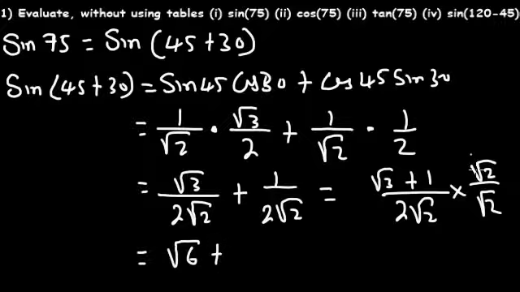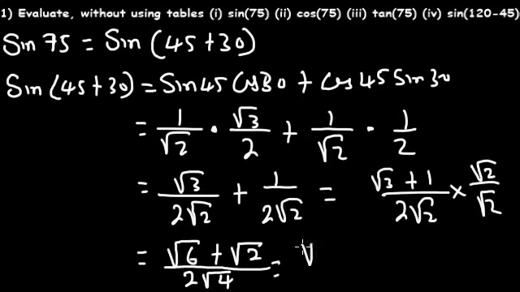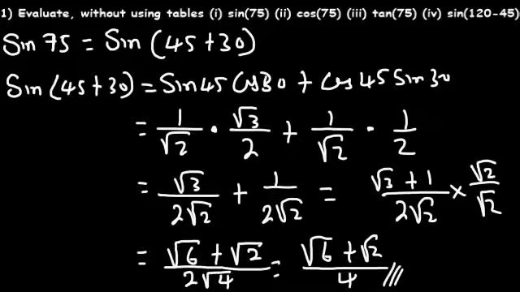Then plus √2 times 1 gives us √2. Then we have division of 2√2 times √2 will simply be 2×2. And finally we have √6 plus √2 divided by 2 times 2 is simply 4. So this is our final answer to this problem. And that's it. That's how to easily use some of this compound angle formula to solve problems involving trigonometry.